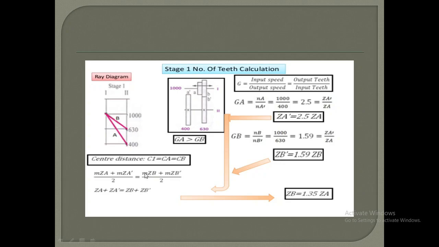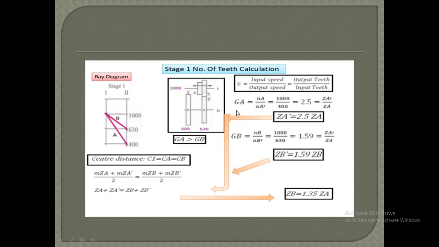And M is given for the module. You have been given that the module for all gears is the same, and A is the center distance between the axes of two shafts. Here I will write the formula. Center distance CA is equal to CB, both are the same distance. Then you will get this formula: MZA plus MZA dash divided by 2 is equal to MZB plus MZB dash divided by 2. The 2 gets cancelled and you will get this formula.